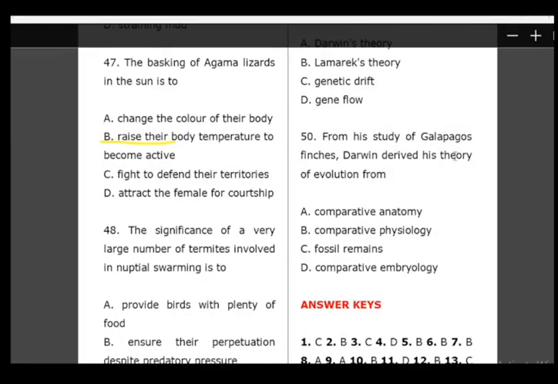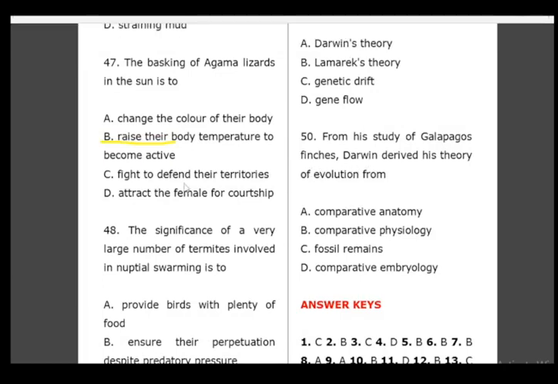From his study of Galapagos finches, Darwin derived his theory of evolution from A. Comparative anatomy, B. Comparative physiology, C. Fossil remains, and D. Comparative embryology. Now, talking about Galapagos finches, the study is talking about the beaks, different types of beaks of this particular genus of birds. So it is just talking about the differences in the structure of their beaks. That is basically what it is talking about.